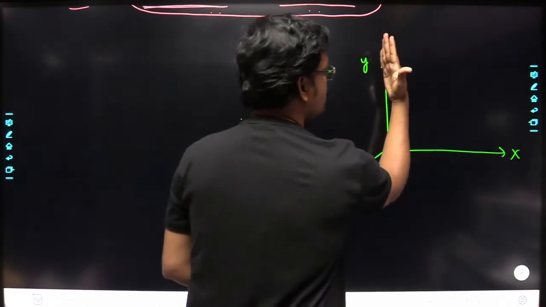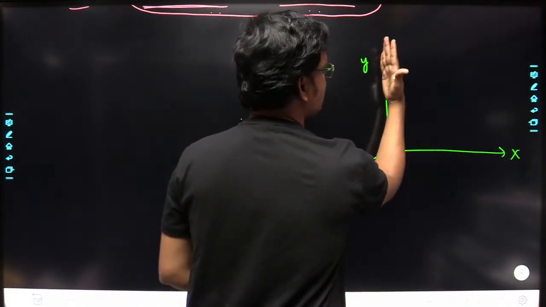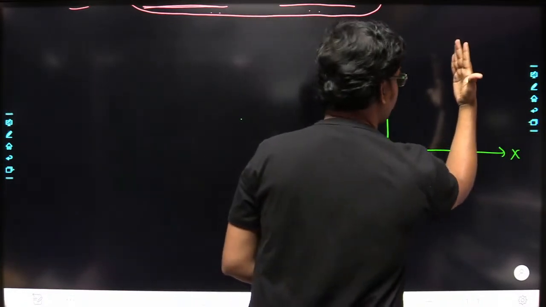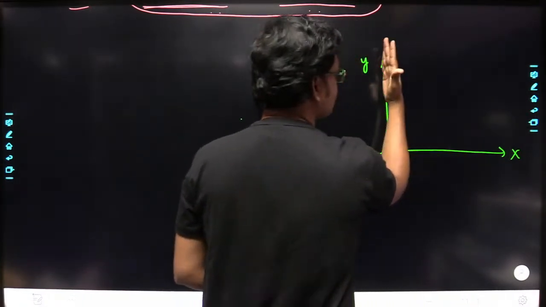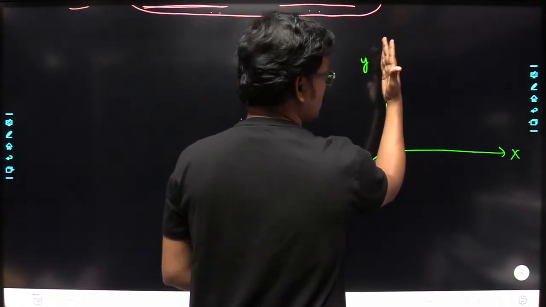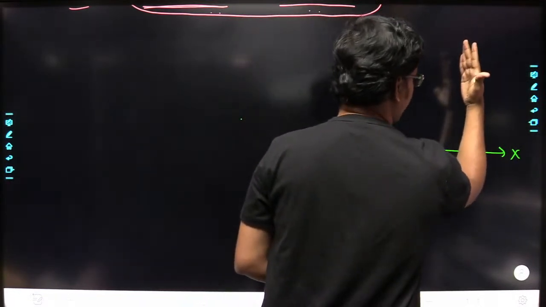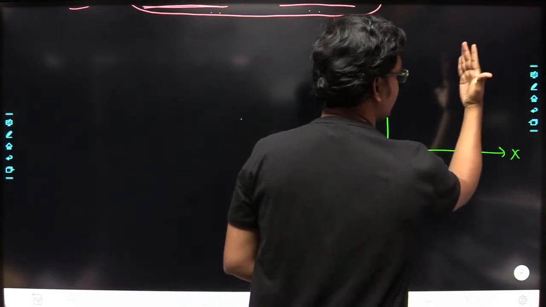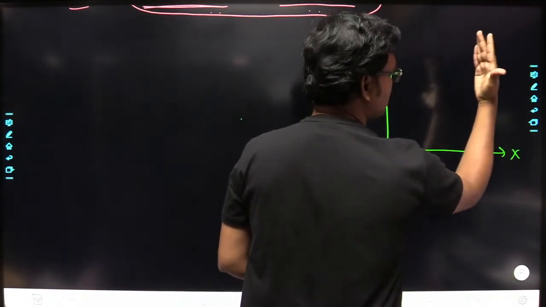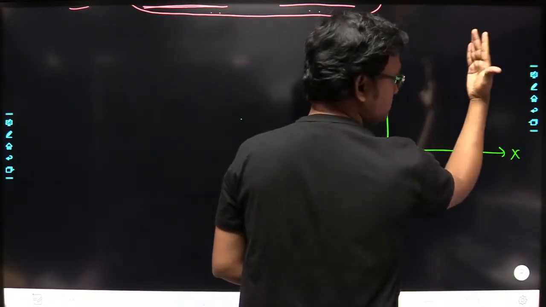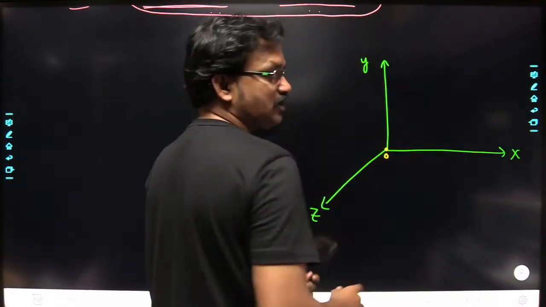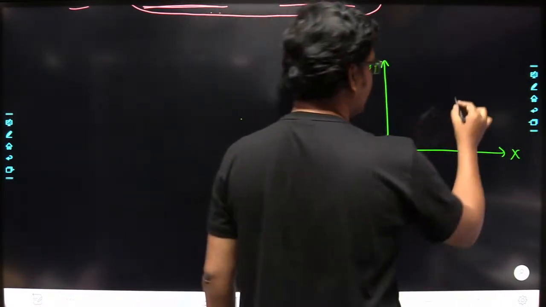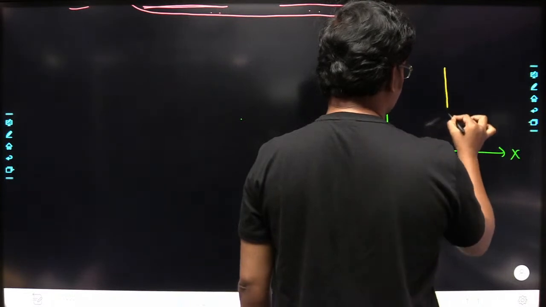Now if you shift this YZ plane from x equal to 0 to x equal to 3, then on this plane at each and every location, what is the x value going to be? The x value is constant, that is x is going to be 3. Only y and z values are going to vary. So now here I am drawing the x equal to 3 plane.